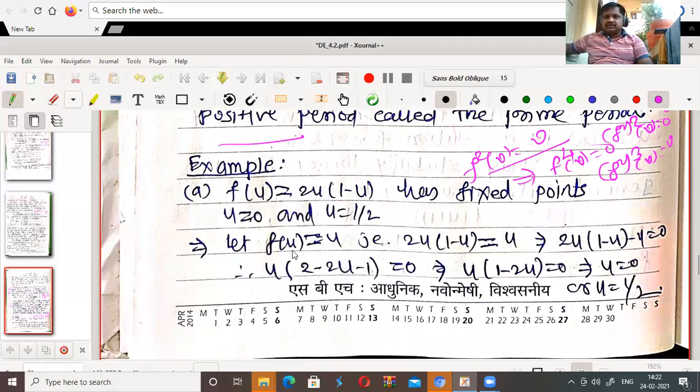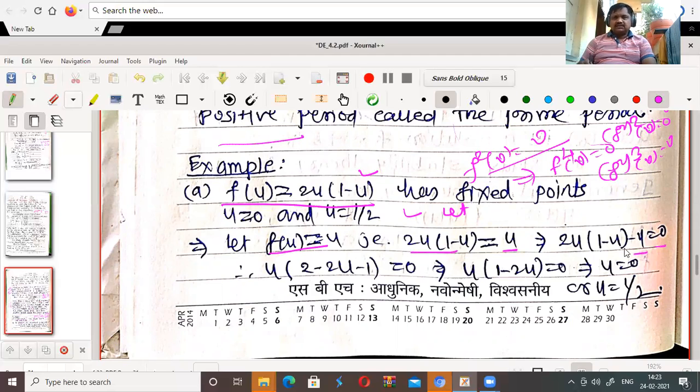There are some examples on this fixed point or periodic point. For example, f of u equal to 2u into 1 minus u. This has fixed points u equal to 0 and u equal to 1 by 2. How to find the fixed point of this f? Let f of u equal to u. That is, 2u into 1 minus u equal to u, that is 2u into 1 minus u minus u equal to 0.